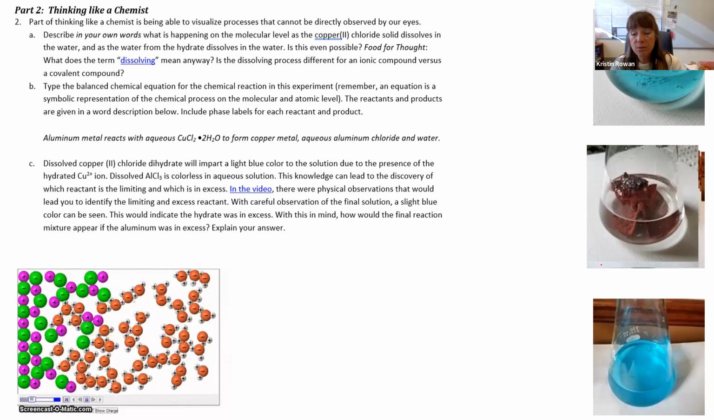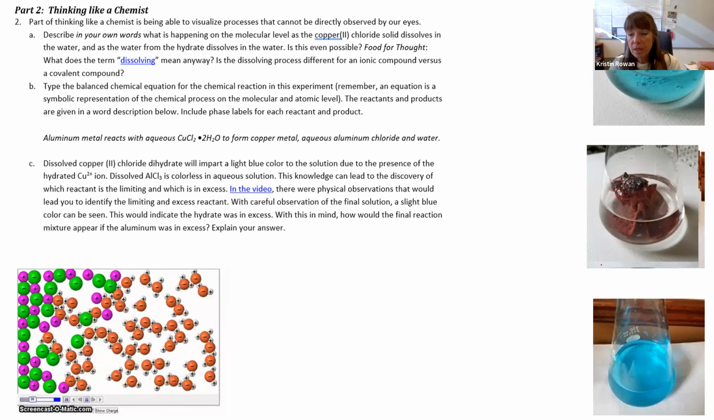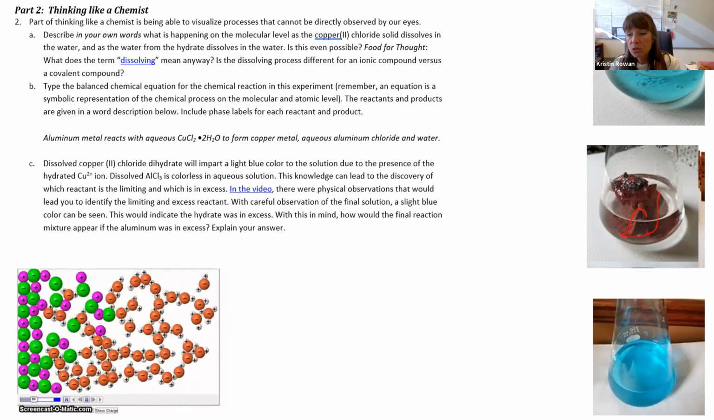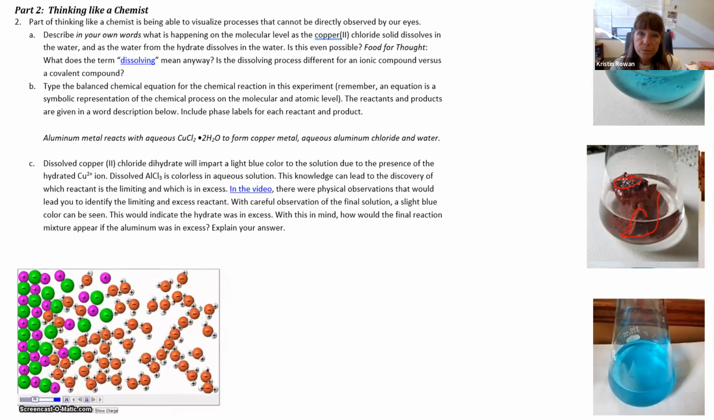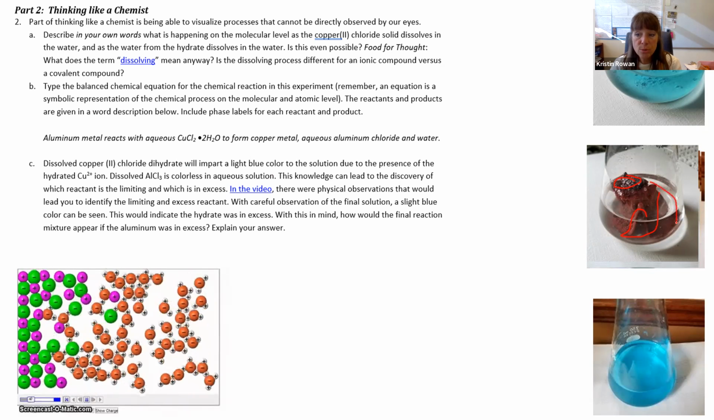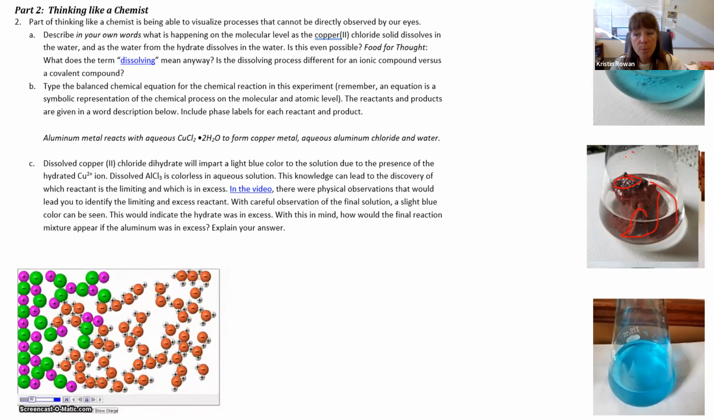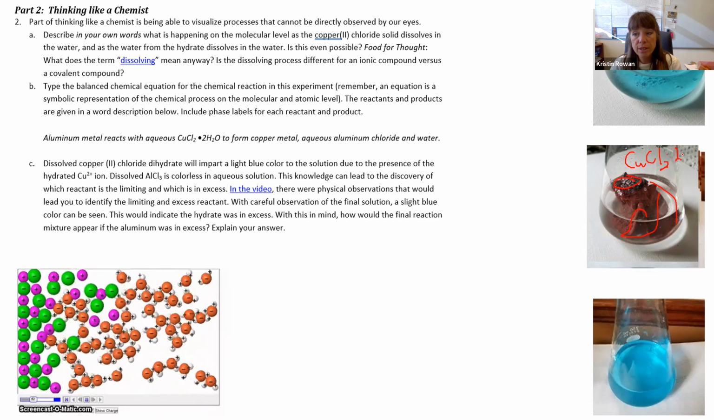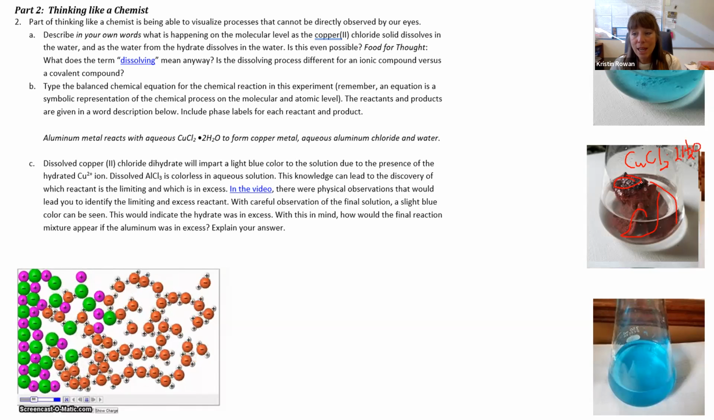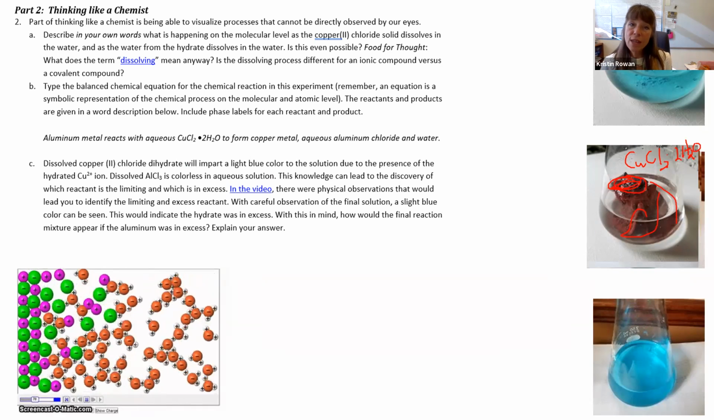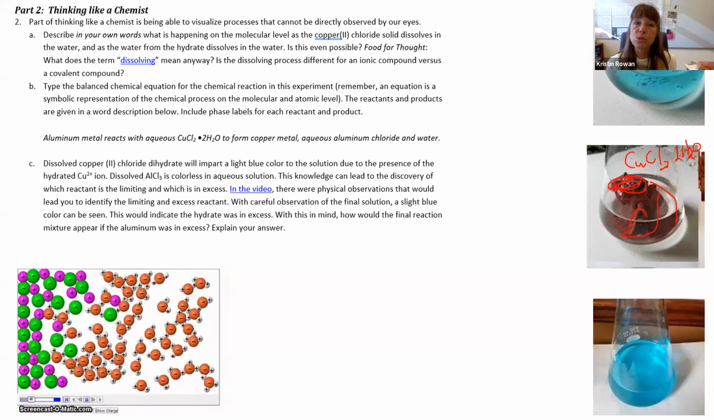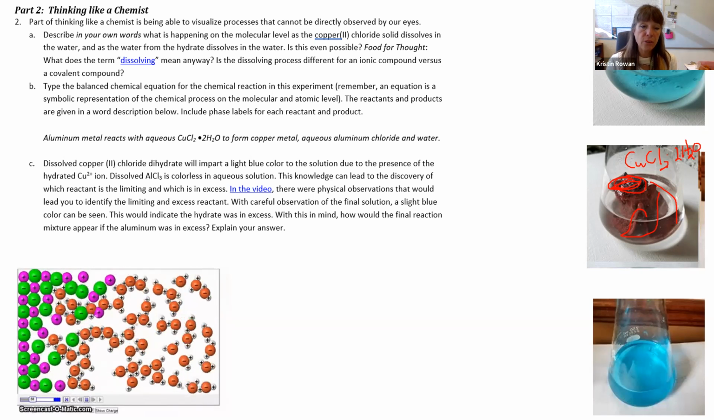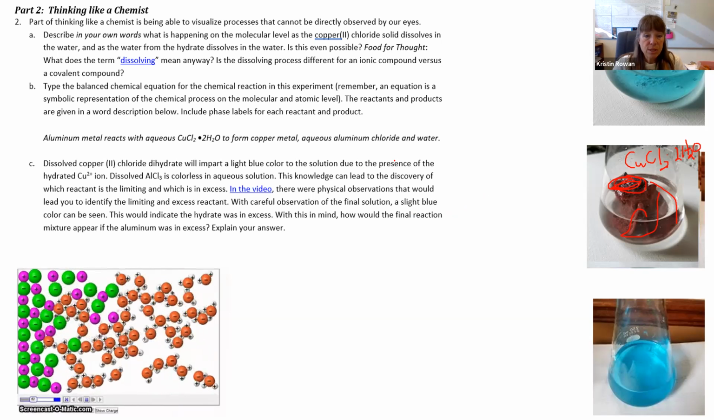So after I let this sit for a good 24 hours and didn't disturb it, I came back and copper had really grown all pretty all around here, but you'll notice you had some leftover aluminum. So in this situation, and notice all the blue is gone, that's because the copper reagent, the copper 2 chloride dihydrate, that one was the limiting and the aluminum was in excess. So that's how you can use these visual cues to know that you had more of one reagent than another. That's what this one's talking about.